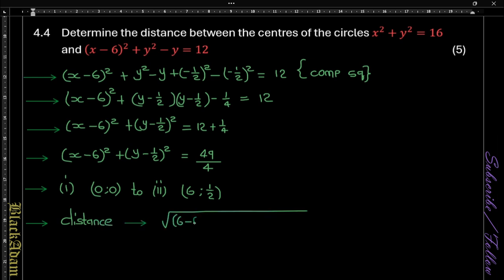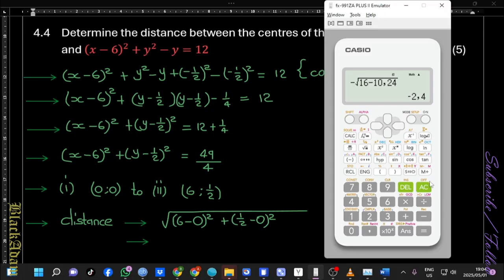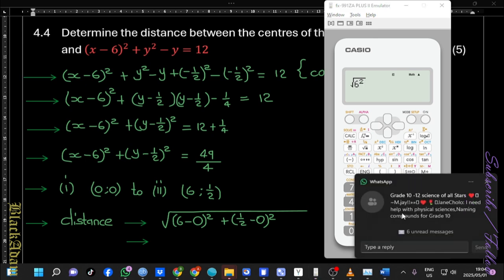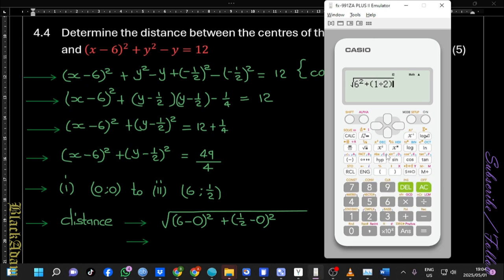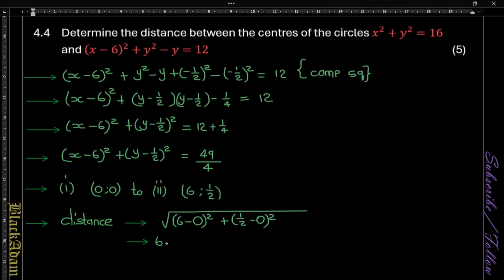So we're going to find that it's the square root of 6 minus 0 squared plus half minus 0 squared. Okay, and then from there, let's just take the square root of 6 squared plus half squared, and the root of that gives us 6.02. So 6.02 units. That's going to be our distance, and that's our final answer.